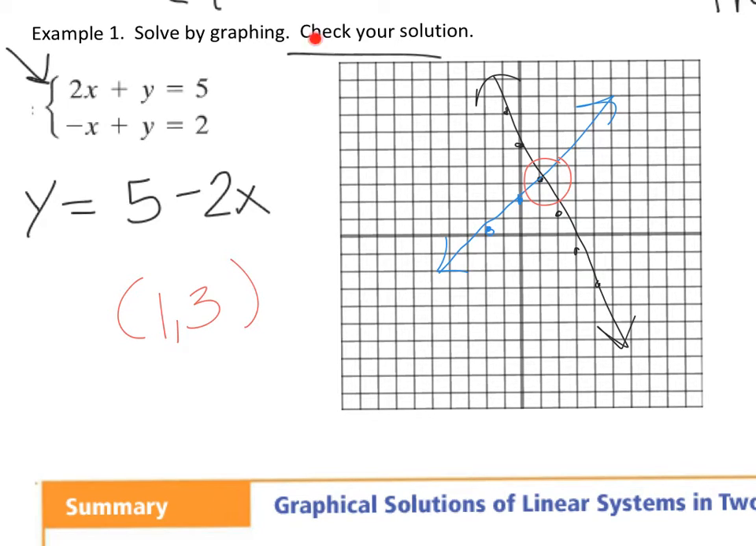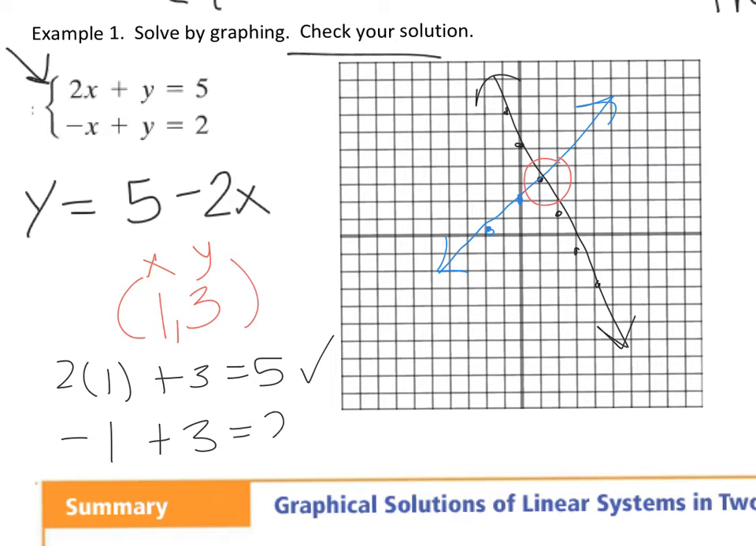To check my solution, I'm going to let this be x, this be y, and plug x and y into both equations, and they need to work. Is 2 times 1 plus 3 equal to 5? Yes, that works. Is the opposite of 1 plus 3 equal to 2? Yes, that works. Therefore, I know it's a solution to my system.